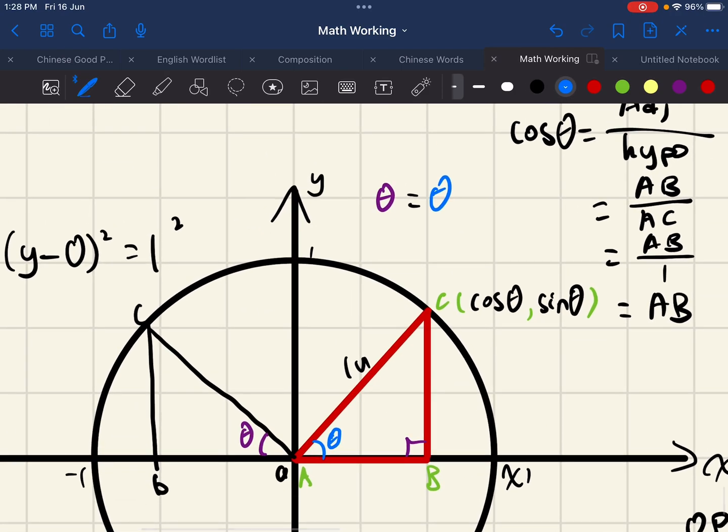Both thetas are the same angle. Okay, ABC, they are all the same. It's literally symmetrical. And what do we know about symmetrical stuff? They're opposite. They're exactly the same thing. They are similar triangles. Yeah, they are similar triangles.